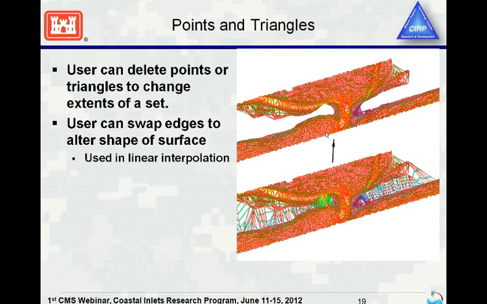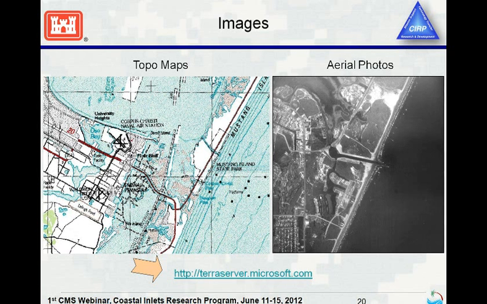It operates with points and triangles, and so in this case we have a survey set and we have no points where there's this barrier island, and so we have these long triangles that cover the barrier island. We can go through and delete those out so that we don't get that transition of information over this area, and we could supplement that with actual topography information if we had that as well, and merge those together. We can bring in topographic maps or aerial photos.